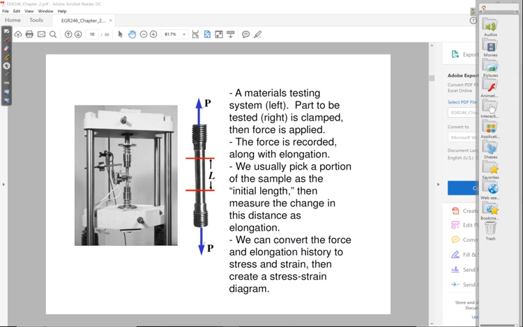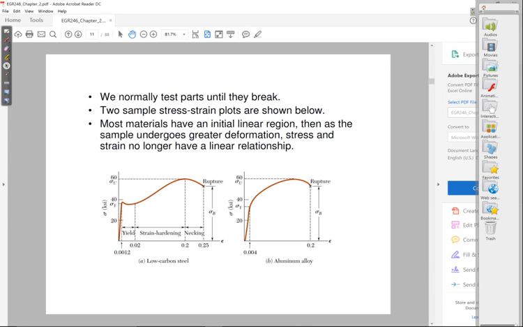So let's continue on with our discussion. Now, what does a typical plot look like? As I said, in the experiment that I performed, we pulled the parts until they broke, right? And that's usually what these scientists would do, the ones who are responsible for coming out with the values in the materials properties table. So these are typical plots, okay?